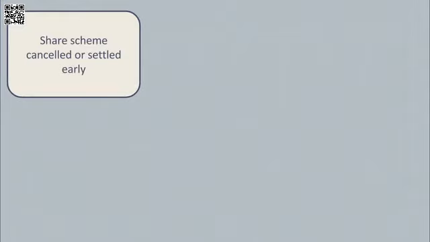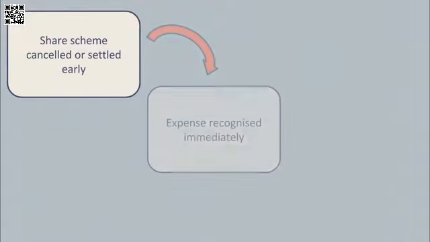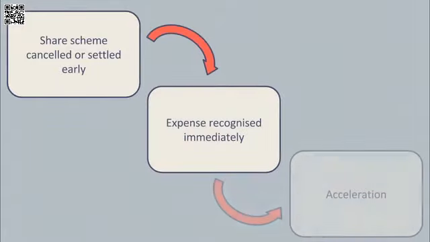Cancellations and settlements. It could be that the share scheme is either cancelled or settled early. Where this happens, rather than the expense being recognised over the remaining vesting period, the expense is recognised immediately. This is sometimes referred to as acceleration.